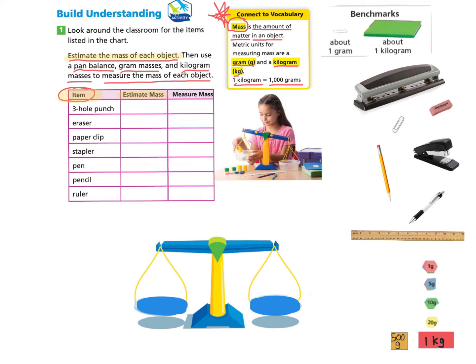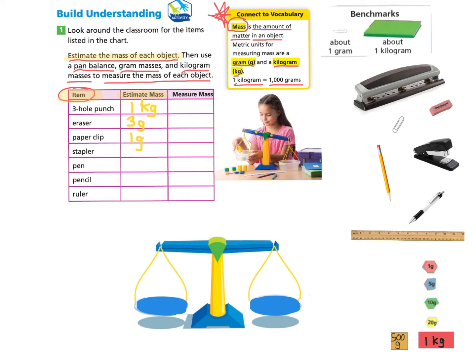When I look at the first item, the 3-hole punch, I think, that seems like it would be about the same weight as that book. So I'm going to guess that this would be 1 kilogram because it looks like it's as heavy as a book. Then I look at that pink eraser and I think, that's pretty small. Maybe that might be about 3 paper clips or 3 grams. Then I look at the paper clip and our benchmark up here and I think, a paper clip weighs about as much as a paper clip, so I'm going to say 1 gram.